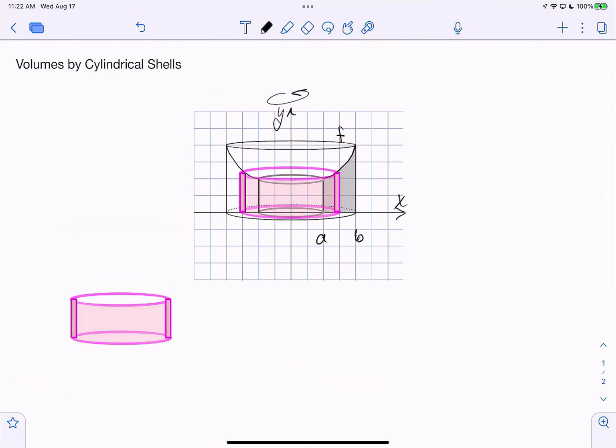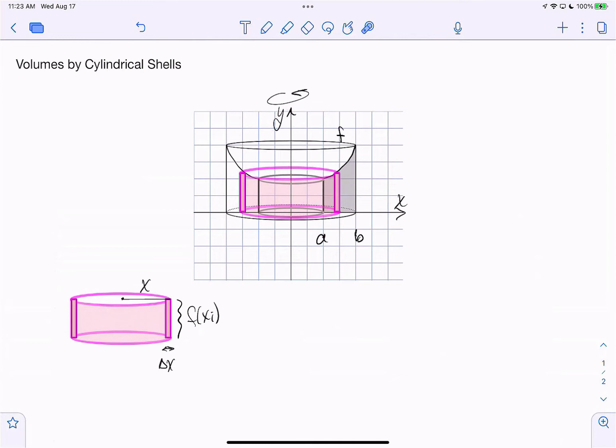So here's our cylindrical wall, and the wall has a thickness of, well, delta x, right? And it has a height of f of, say, x sub i. For the cylinder that we're looking at, there's a radius, and the radius is the distance between that rectangle and the axis of rotation. It can be really hard to think about, well, what's that distance? It's x. It's the distance from the y-axis, because the y-axis, in this case, is our axis of rotation.